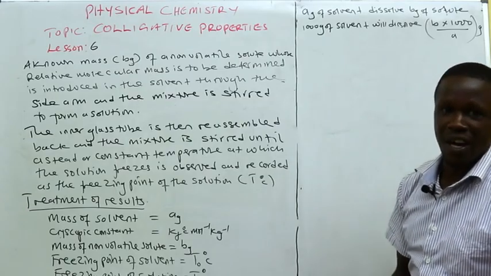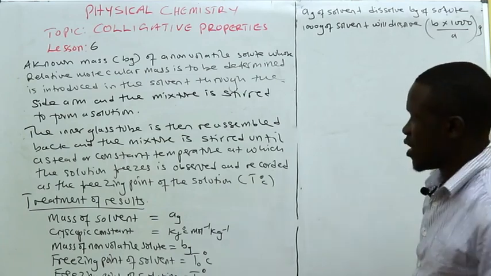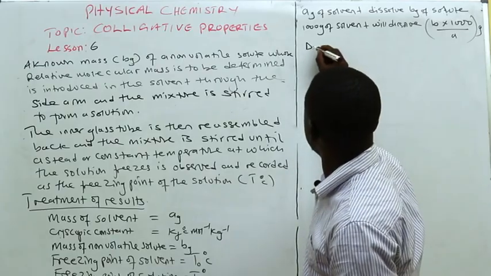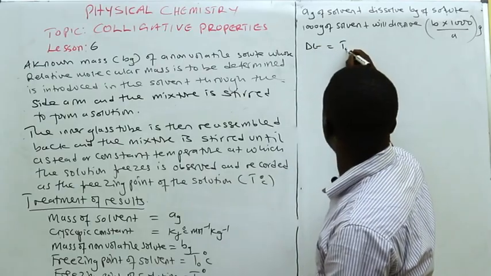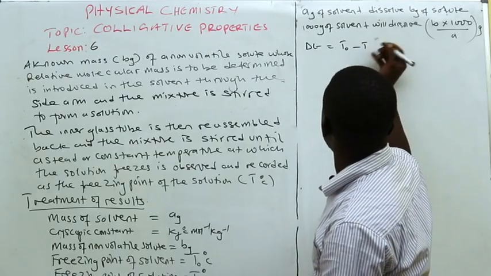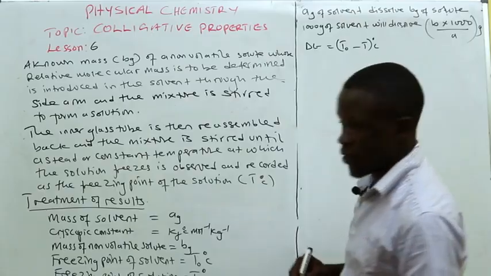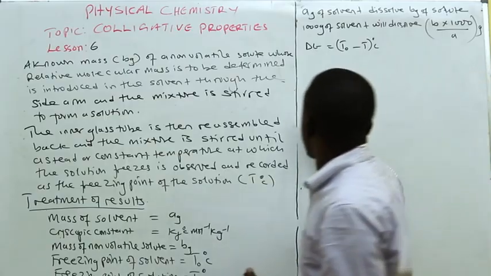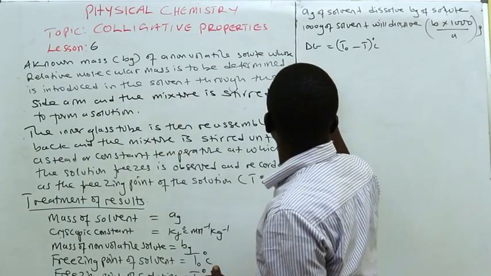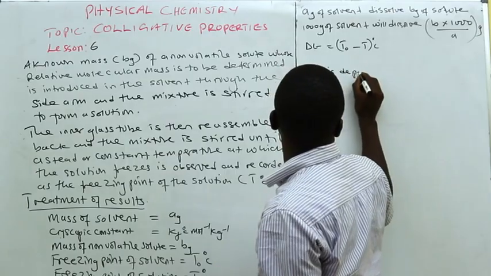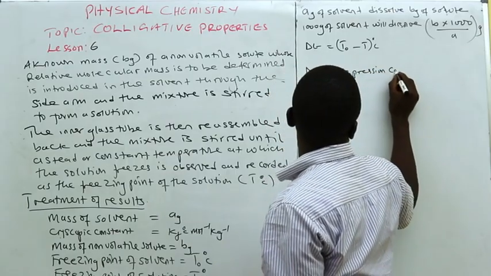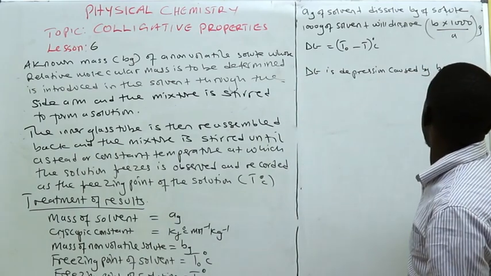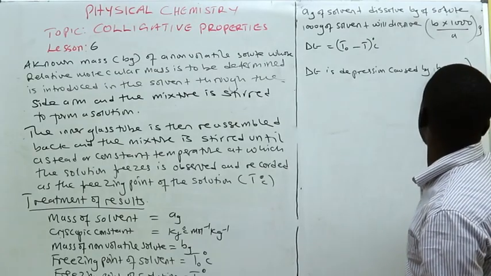So this mass now is in 1,000 grams of the solvent. Once we have the mass in 1,000 grams of the solvent, we can now relate with Kf. Remember our dT is going to be T naught minus T, this one in degrees Celsius. And this dT is caused by this mass. So we can now say that dT is depression caused by B times 1,000 over A grams.